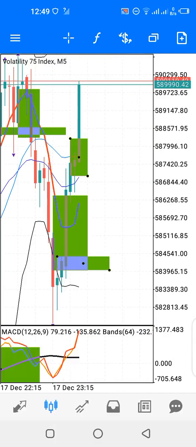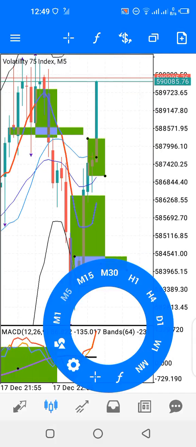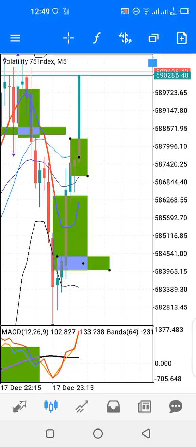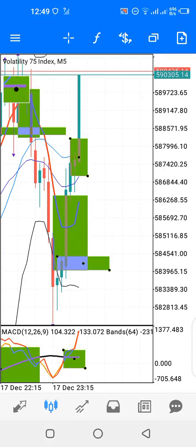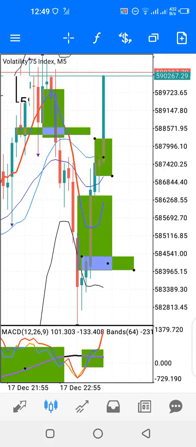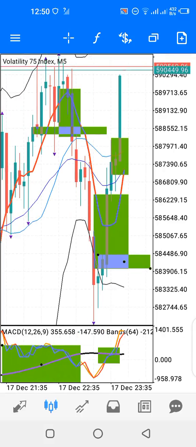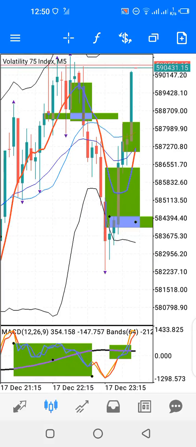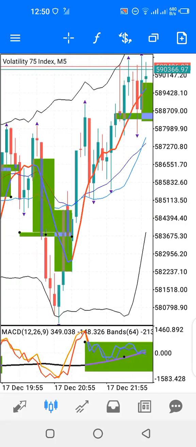So that's basically how it works. It's crossing up here, crossed up here, and we can see what happened. Price is shooting up. So that's that for this strategy. It's a very good strategy.